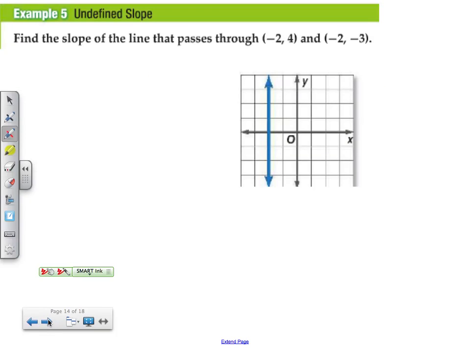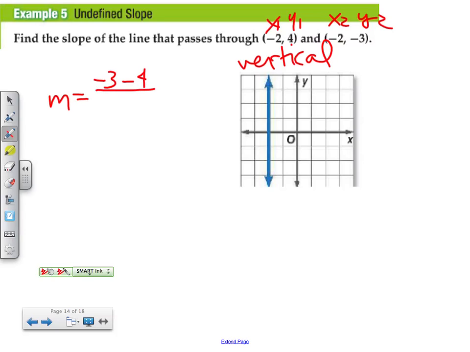Find the slope of the line that passes through -2, 4, and -2, 3. Okay, looks like we have a vertical line here, doesn't it? Okay, well, let's do the calculations on this. x1, y1, x2, y2. And the slope is going to be equal to -3 minus 4 over -2 minus a minus 2. Minus, plus, we get a -7/0. Can you divide any number by 0?